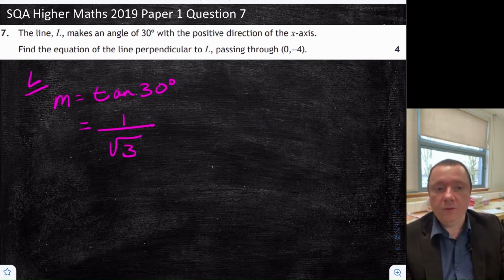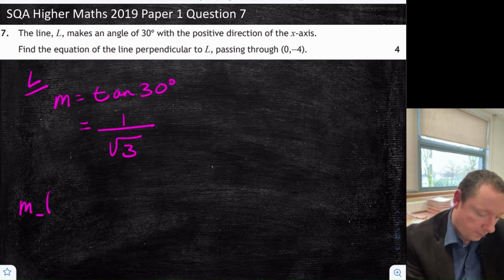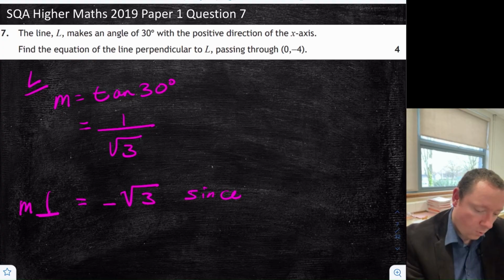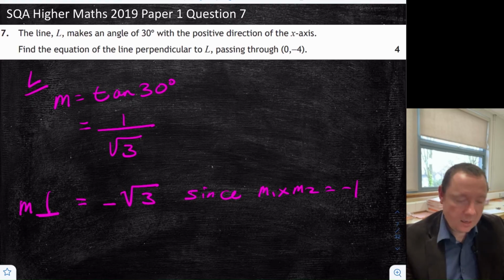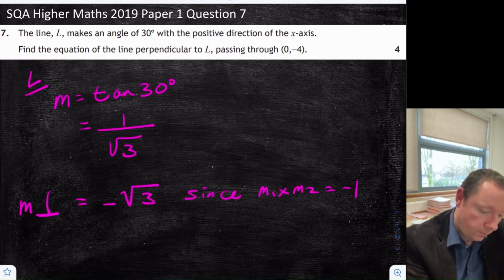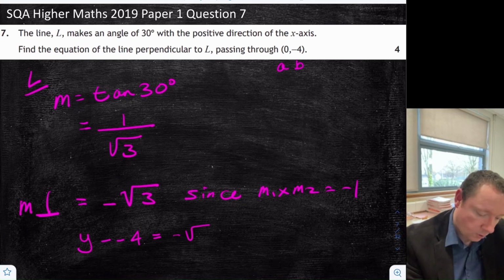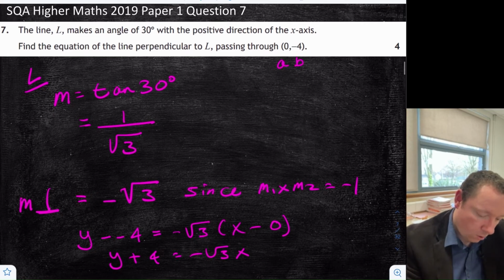Now we can work out the gradient of our perpendicular. So the gradient of our perpendicular is equal to minus root 3 since m1 times m2 equals minus 1 because of perpendicular gradients. And then we can use our point. So I'll call that a and b. y minus 4 equals minus root 3(x minus 0). y plus 4 equals minus root 3x. Or y equals minus root 3x take away 4 would be fine as well.